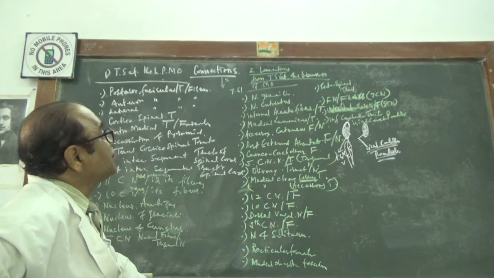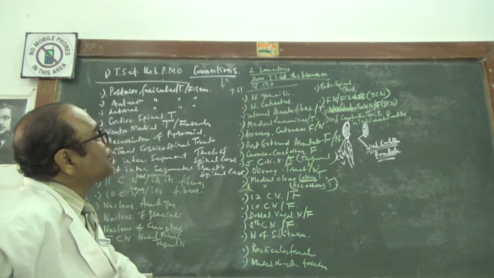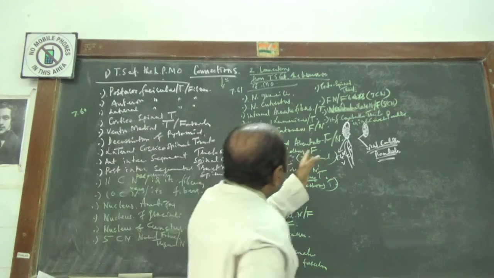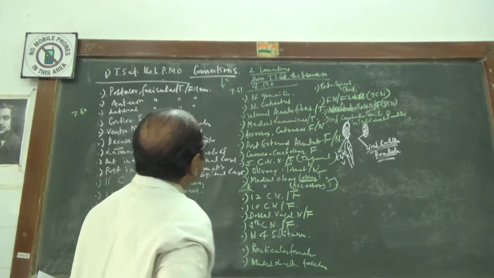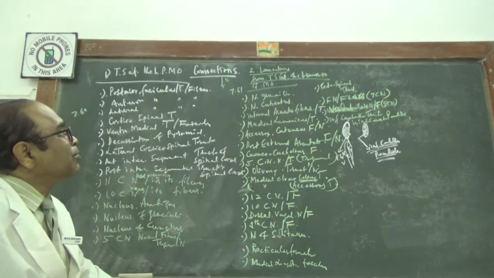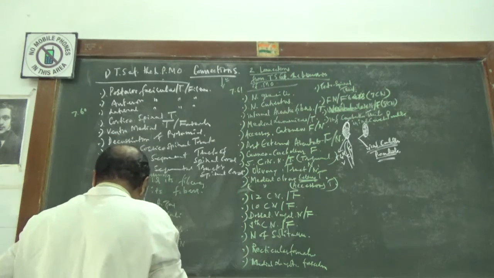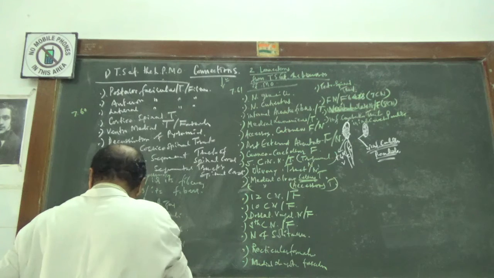Connections available at the transverse section of the medulla oblongata, and these are the few. And nuclei are also distributed, which will be there in the figure number 7.61 in the 35th or 36th edition of Gray's.